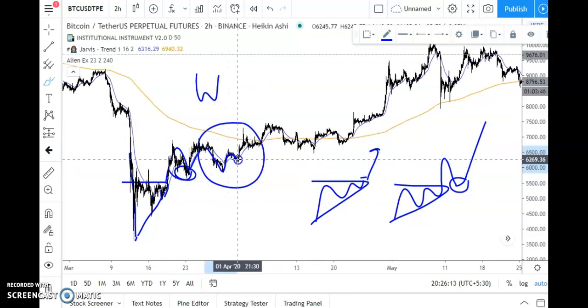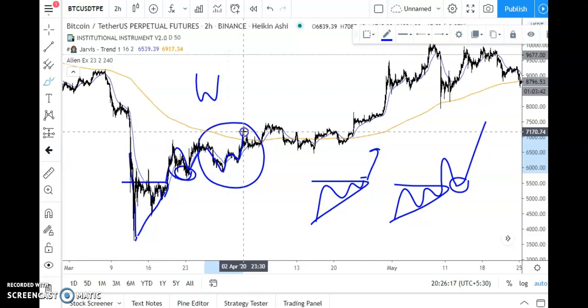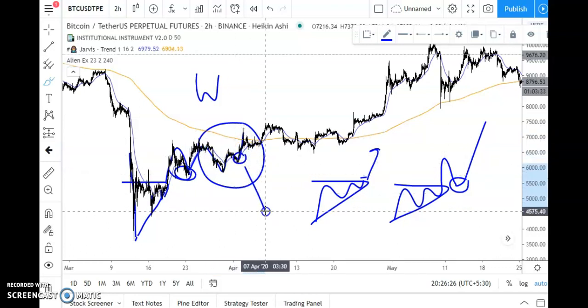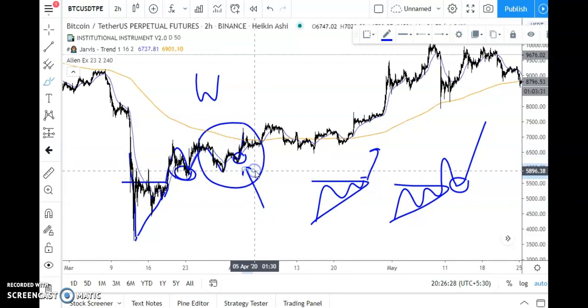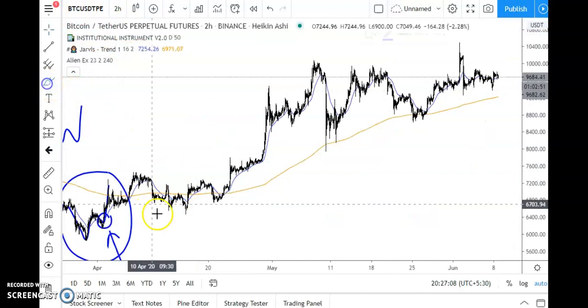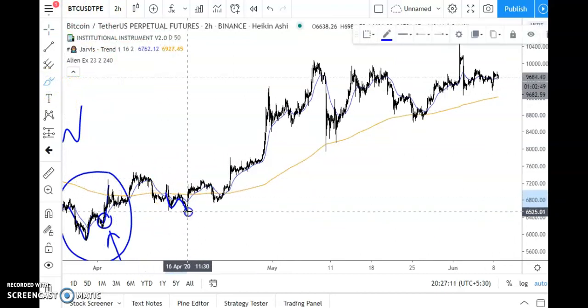This is a W pattern. I always told you the W pattern is a very good pattern. That's called a double bottom pattern, and a double bottom pattern is always bullish. For a double bottom pattern, you always enter in this particular region. Here you can see one more double bottom pattern, a W pattern.